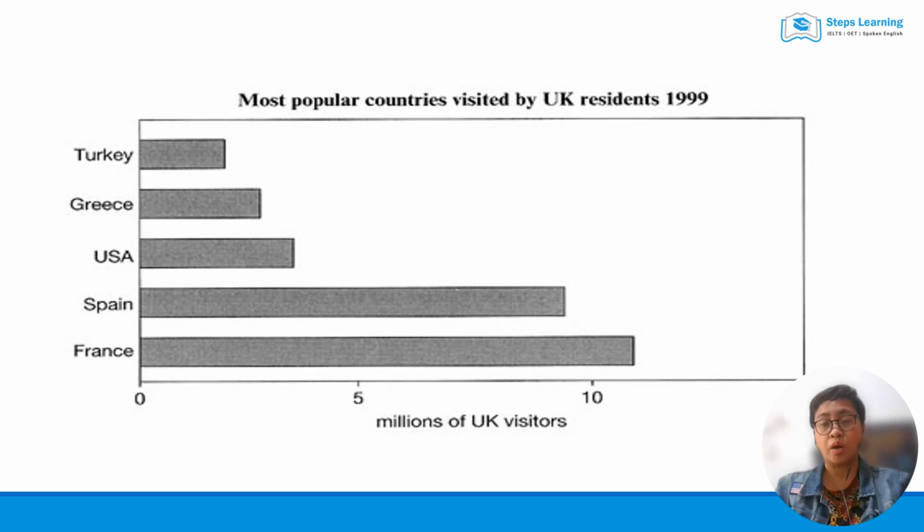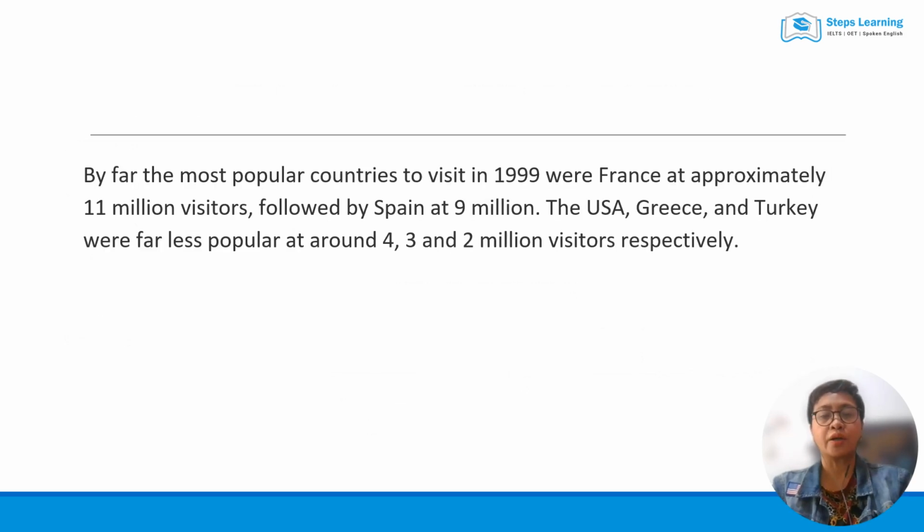Now let's go to our second graph, the bar graph, and let's look at how we should write body paragraph 2. By far, the most popular countries to visit in 1999 were France at approximately 11 million visitors, followed by Spain at 9 million. The USA, Greece, and Turkey were far less popular at around 4, 3, and 2 million visitors respectively.